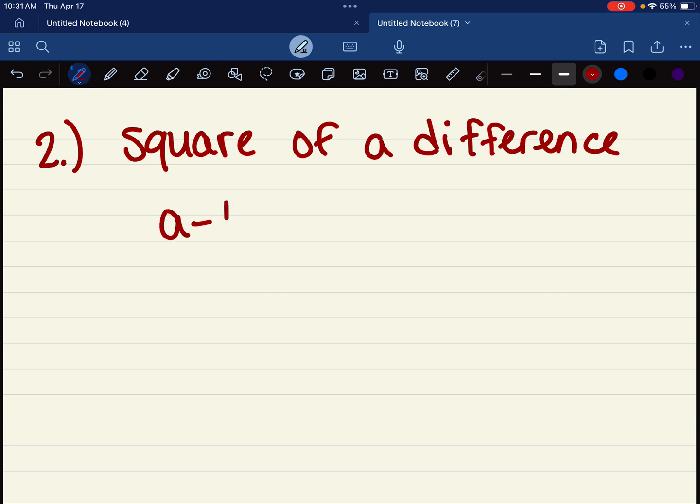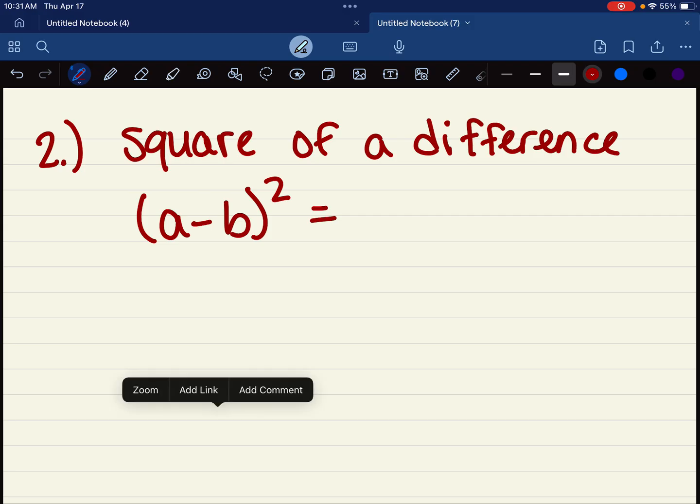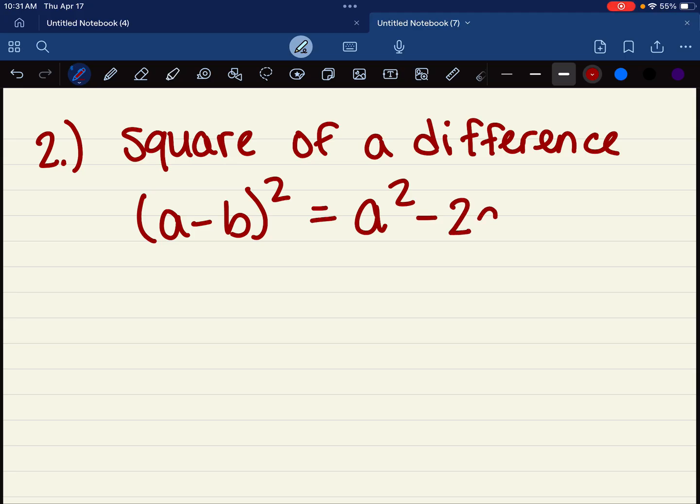So if I had a minus b squared, I'm still going to do the same thing, okay? So what's a times a? A squared. I multiply these together. 1 times 1 is 1. Double it to get... If I double 1, what? 2, right? The only difference on this problem is your middle term has subtraction. So it's going to be minus 2ab. And then if I square my last term, what's negative b times negative b?